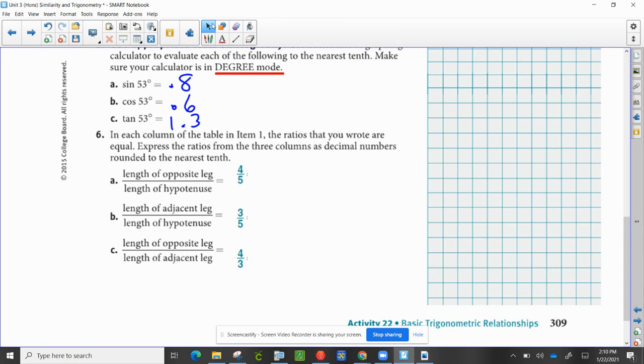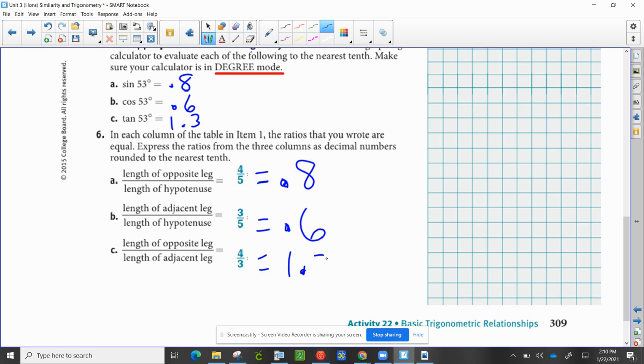we wrote in the first part, we're going to express those ratios as decimal numbers rounded to the nearest tenth. So I went ahead and just copied over the ratios we got for each side, but go ahead and approximate those as decimals. So what's 4/5 as a decimal, 3/5, and 4/3? Okay, hopefully you had 4/5 is 0.8. 3/5 is 0.6, and 4/3 is 1.3 repeating, or just 1.3.